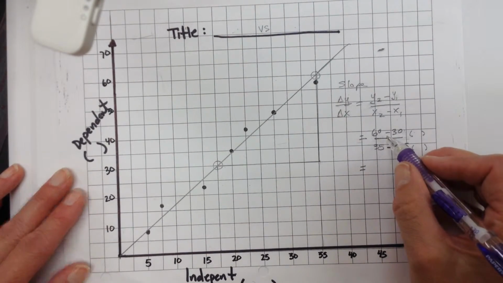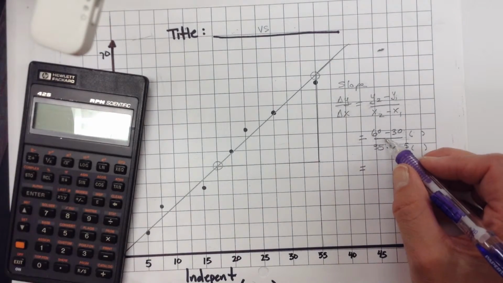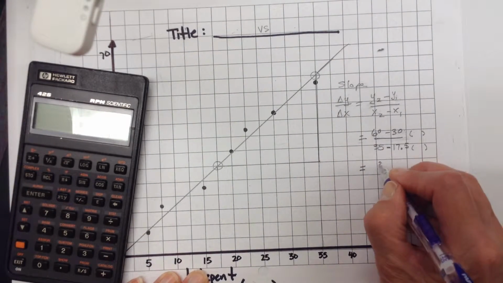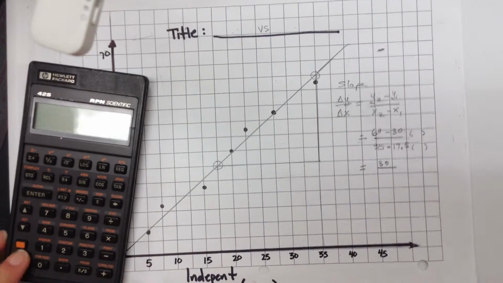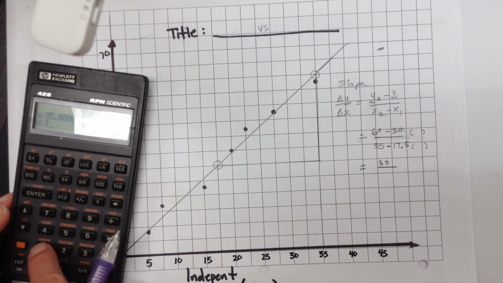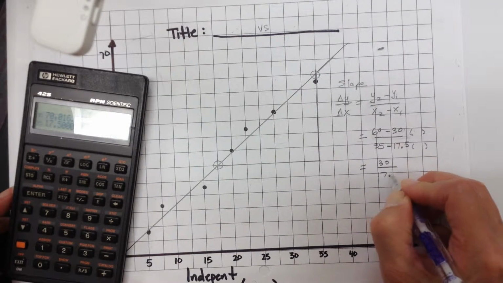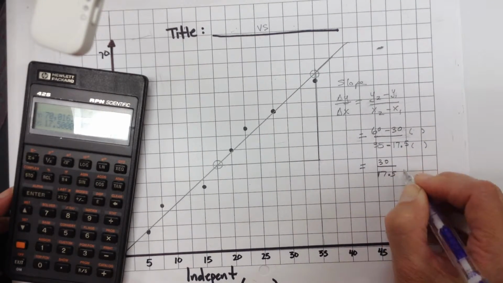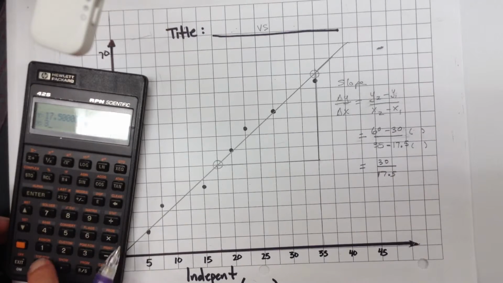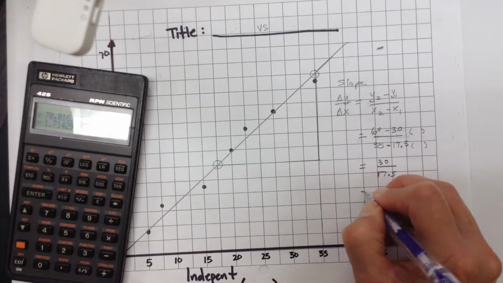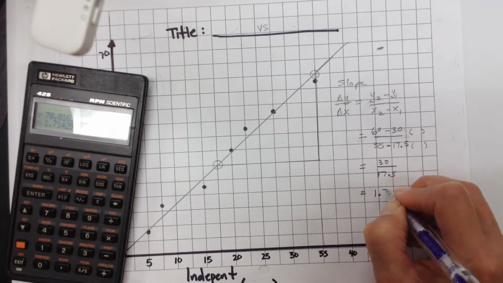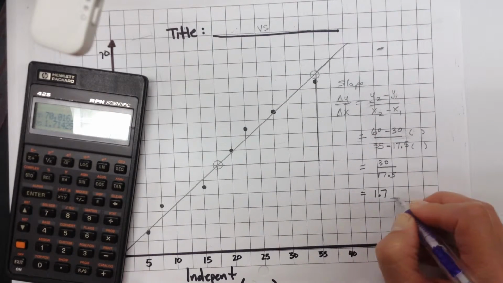So now to do the calculations, I get my calculator out. 60 minus 30, I can do that one in my head. And then the other one is 35 minus 17 and a half. That is 17 and a half. That's pretty easy. Okay. And then I can just divide those numbers on my calculator, and I get 1.7. And then don't forget your units.